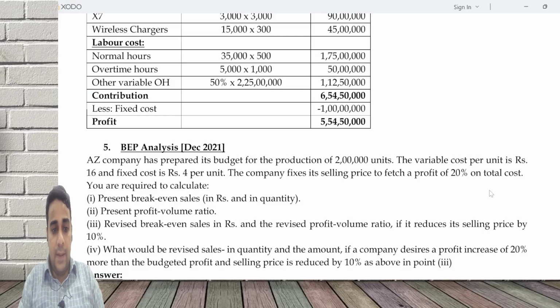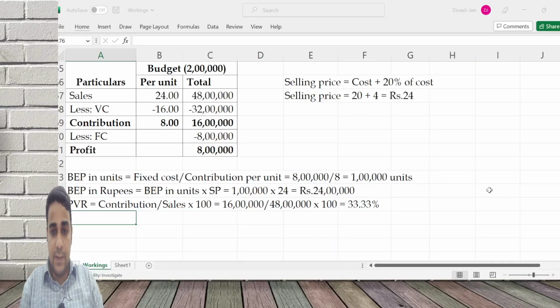Let's look at part 3. Revised break-even sales and revised PVR if you reduce the price by 10%. Only the break-even sales in rupees and PVR have been asked, if you reduce the price by 10%.